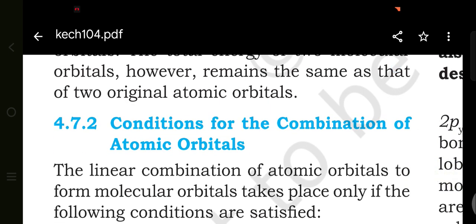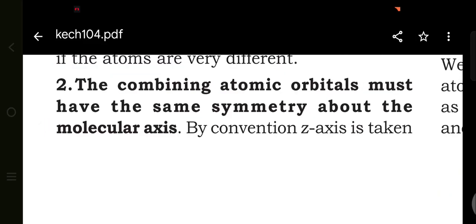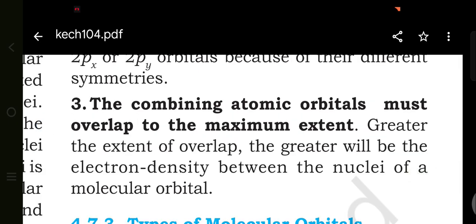Conditions for the combination of atomic orbitals. The linear combination of atomic orbitals to form molecular orbitals takes place only if the following conditions are satisfied. First, the combining atomic orbitals must have the same or nearly the same energy. Second, the combining atomic orbitals must have the same symmetry about the molecular axis. Third, the combining atomic orbitals must overlap to the maximum extent.